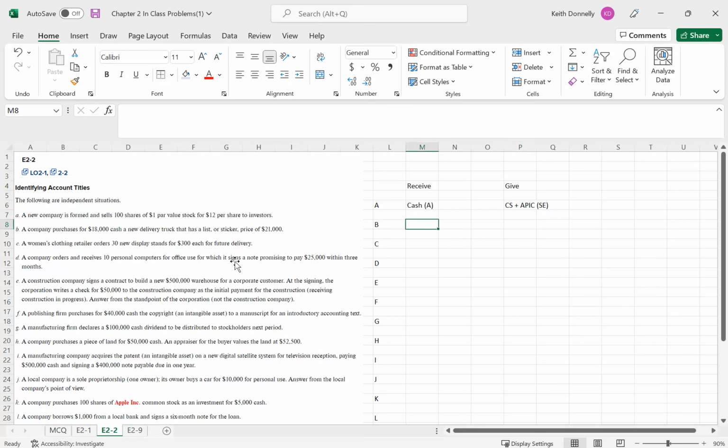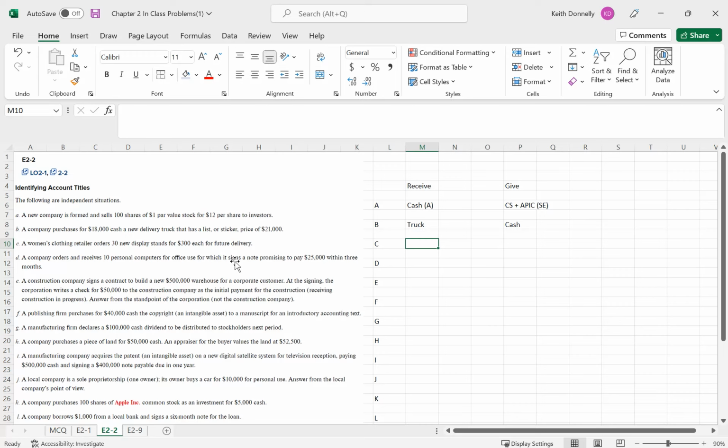B here, it says a company purchases for cash a new delivery truck. Okay, so what did we receive? It looks like we got a truck. What did we give? Cash. Okay, not too bad there.